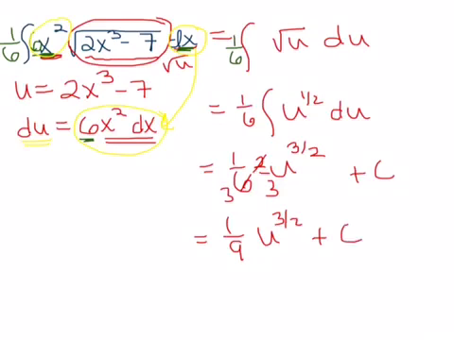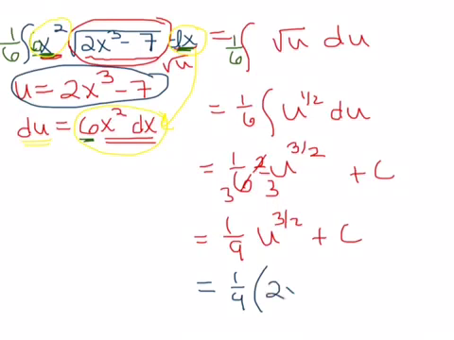And the very, very last thing to do is to go all the way back to x's. So remember, u was equal to 2x cubed minus 7. So we have 1/9 times u, or in other words, 2x cubed minus 7 to the 3/2 power, plus c. Let's continue and do a couple more examples.